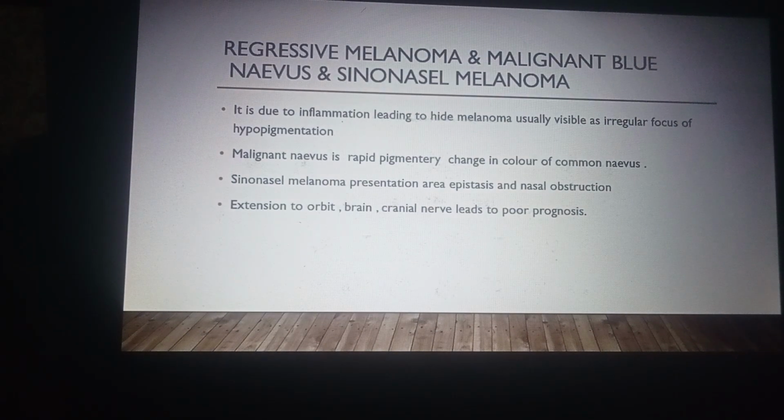Regressive melanoma, malignant blue nevus, and sinonasal melanoma. In regressive melanoma, inflammation leads to hiding of the melanoma, usually visible as an irregular focus of hypopigmentation. In malignant blue nevus, there is a rapid pigmentary change in color of a common nevus. Moreover, sinonasal melanoma presentation includes epistaxis and nasal obstruction. Extension into the orbit, brain, and cranial nerves leads to poor prognosis.